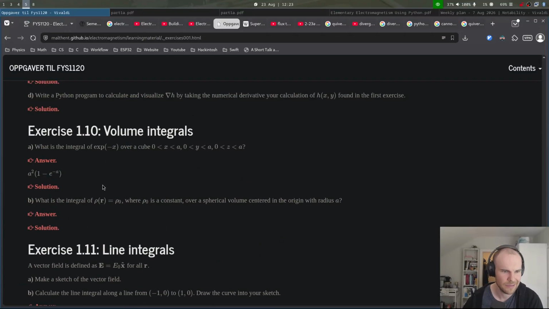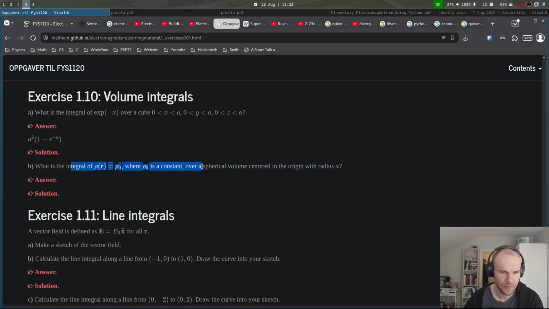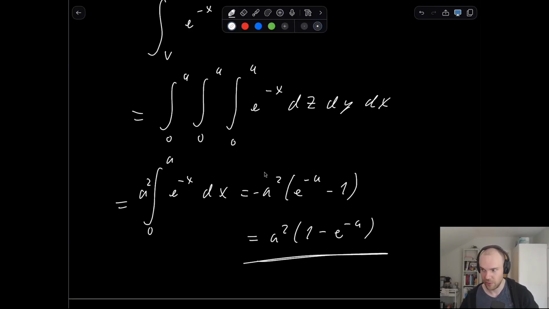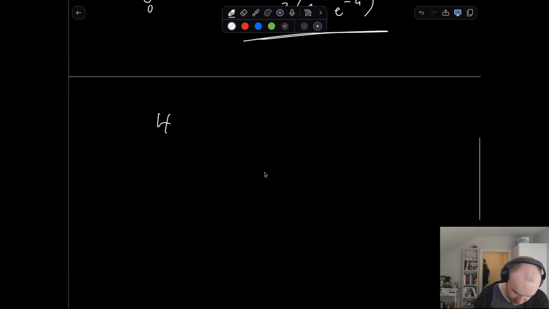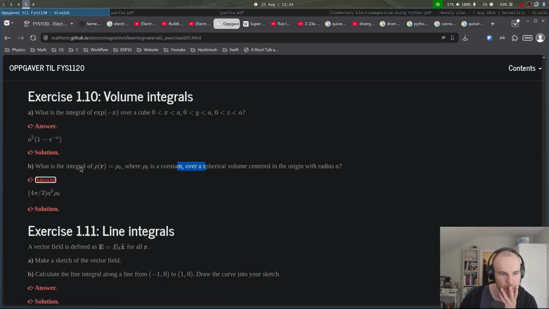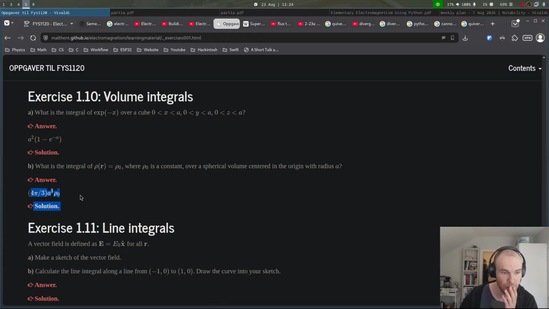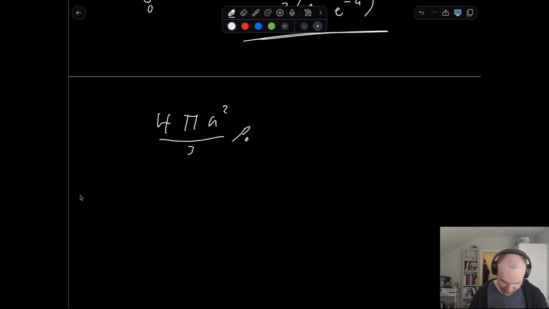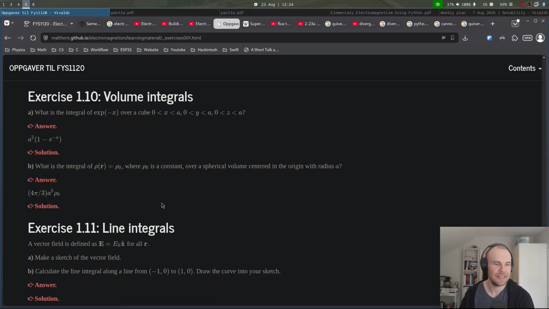Okay, what is the integral over a spherical volume centered in the origin with radius a? That's just rho 0 times the volume, you don't need to do the integral. You could just use your brain. I could have done that earlier, but it doesn't matter. So the volume is of course just 4 pi a squared divided by 3 and rho 0. Should be correct. No, divided by 8. No, I need, because it should be r cubed. That was it. My mistake.